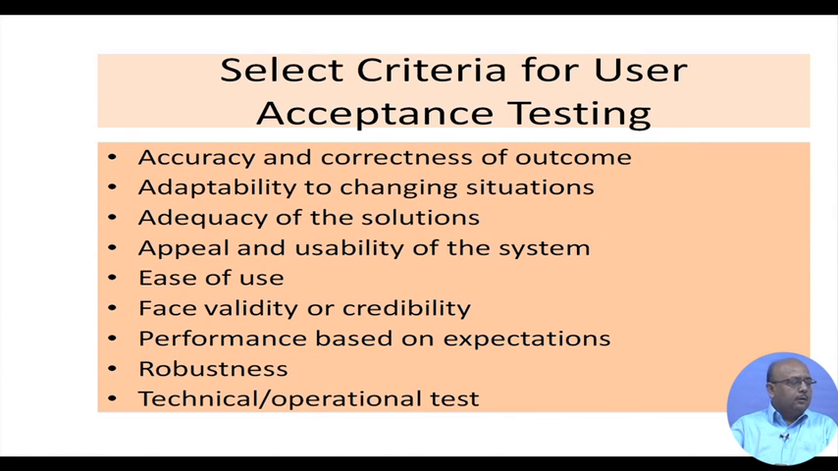So, we have already talked about selection criteria. This could be used as a selection criterion: how accurate and correct is the outcome coming out of the system, and whether the testing is going to adapt to the changing environment or not. So, you have to see whether you are able to adapt yourself to the system or not. How adequate are the solutions you are getting out of the system, whether the system is able to provide you good solutions to your problem or not.